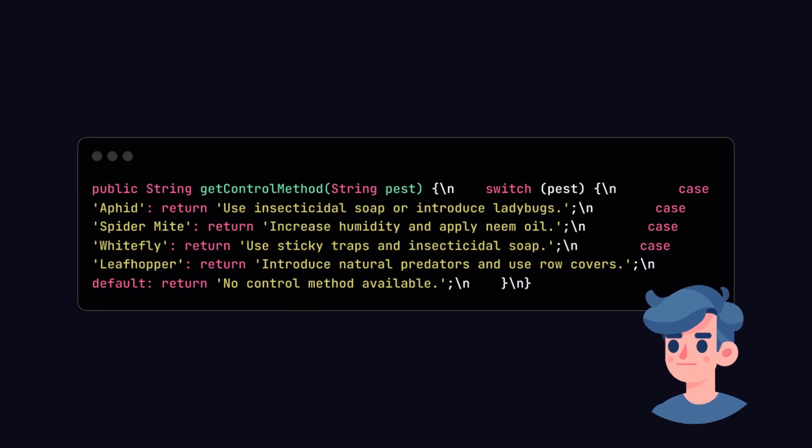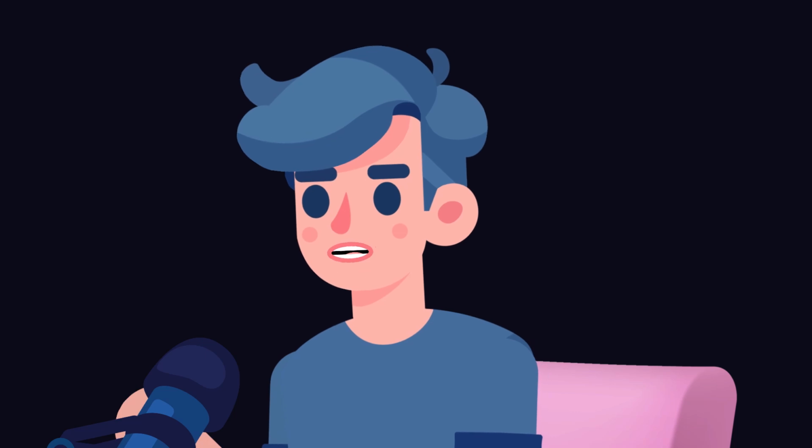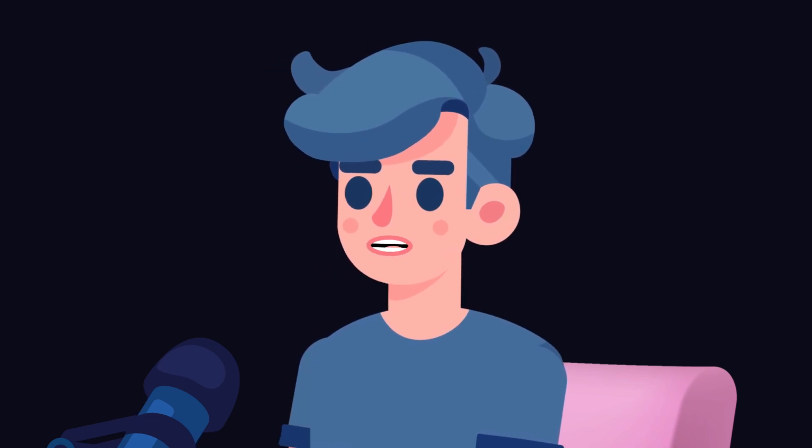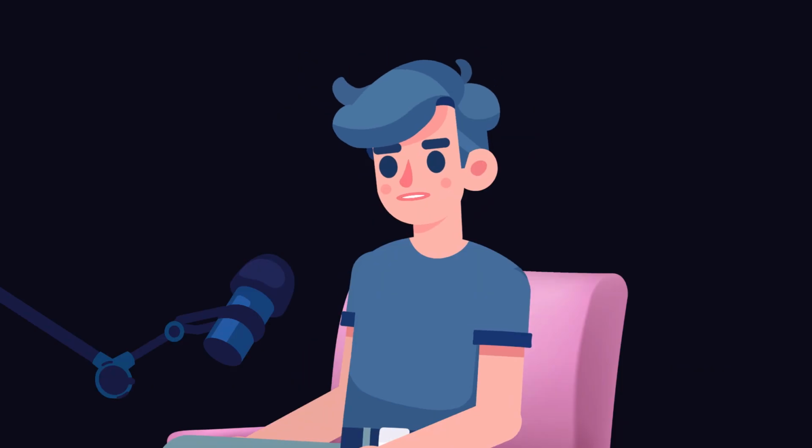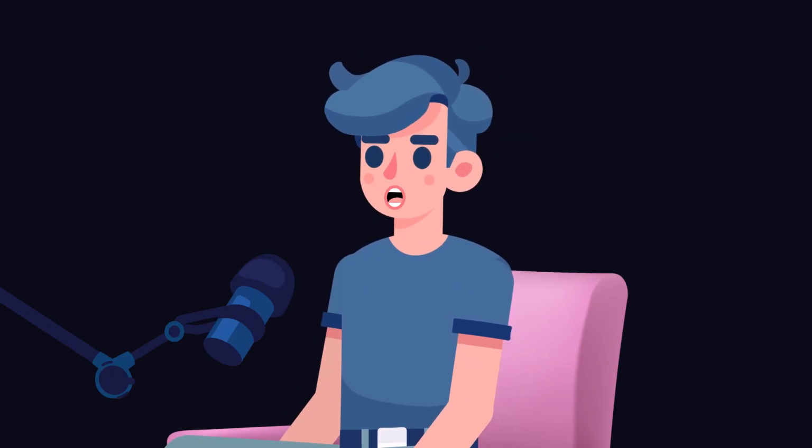Next, we want to provide users with information on how to manage the detected pests. To accomplish this, we can create a method that returns a control suggestion based on the detected pest. This getControl method takes the detected pest as input and returns advice for managing that pest. This educates users on the appropriate, eco-friendly actions they can take to control pest populations without harmful chemicals.